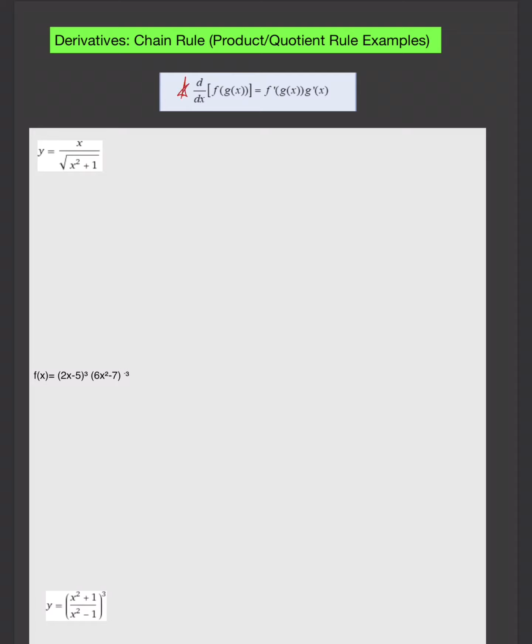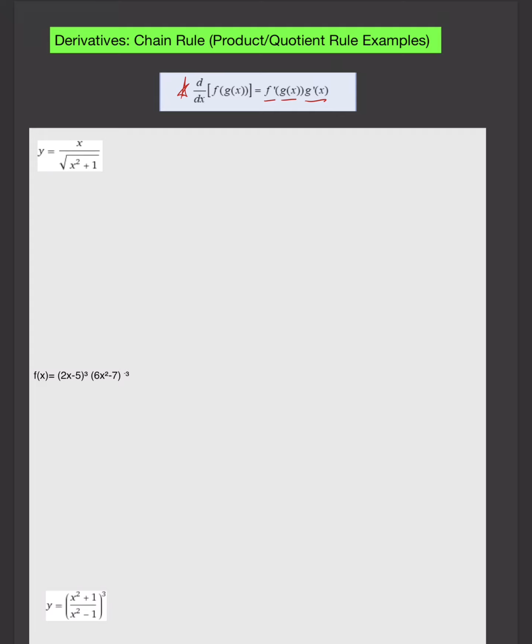Alright, so right here is our chain rule, and all it means is if you have a function within a function and you take the derivative, you have the outside function derivative times the inside function, or still have the inside function, and then you multiply it all by the derivative of the inside function.